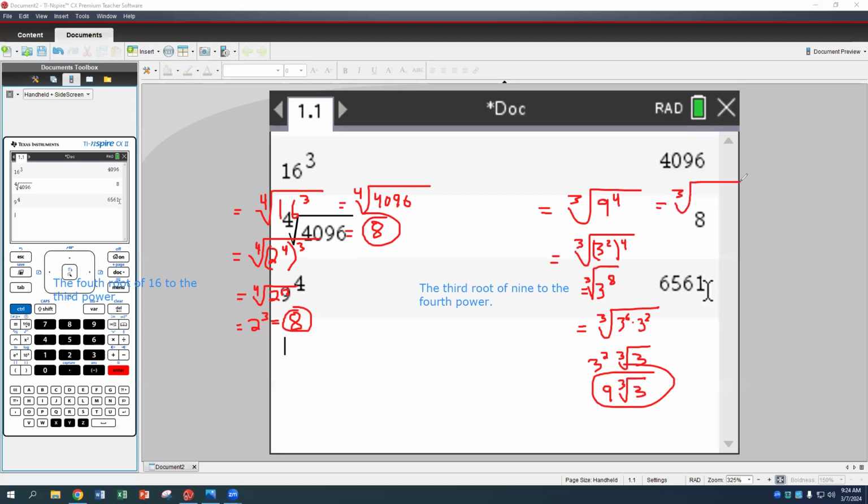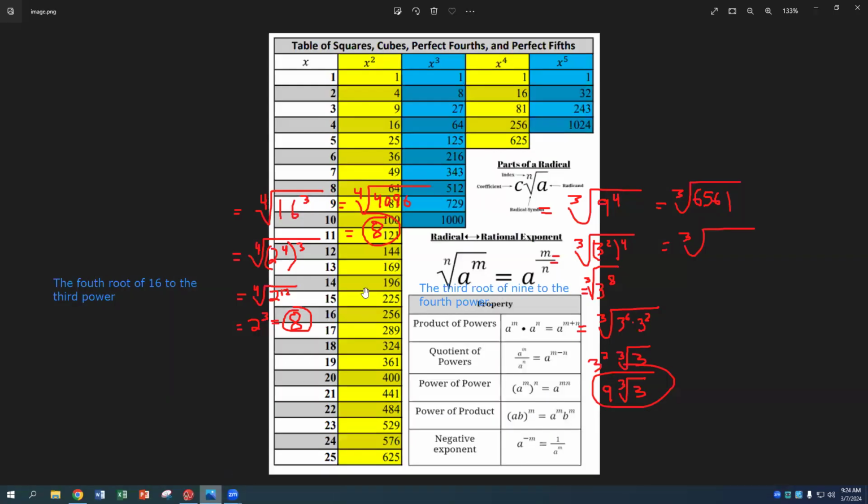So cubed root of 6,561. Okay, that's not a perfect cube, so you're going to have to find a perfect cube that goes into that. Given that this is 9, I don't think that's on our list. This one might be too big. No, it is. 729. I'm betting it's 729 here.